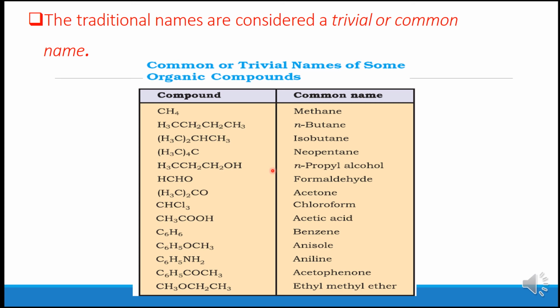Children, though the systematic method of nomenclature, that is IUPAC, is developed, common names are still useful in many cases and cannot be avoided, particularly for commonly used commercial organic compounds. So they have their own importance. So children, this is all about the trivial or common names of certain organic compounds, and in another lecture we are going to study the IUPAC nomenclature. Thank you, children.